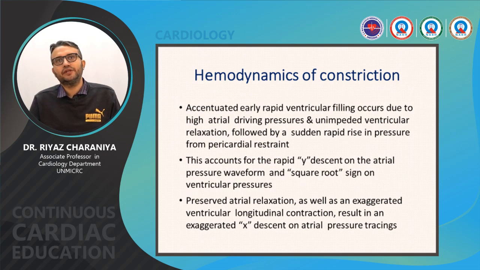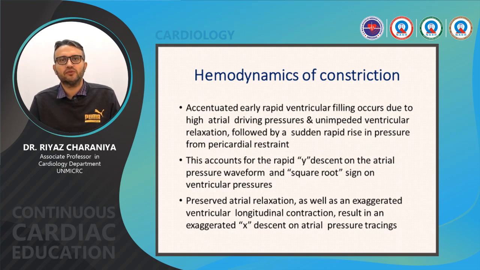Now the accentuated early rapid ventricular filling occurs because of the high atrial driving pressures and unimpeded ventricular relaxation, because the ventricular relaxation in constrictive pericarditis is normal. So there is a sudden rapid rise of pressure which follows from the pericardial restraint after the early rapid filling has happened. This accounts for a very rapid Y descent on the atrial pressure waveform and a square root sign which is seen in the ventricular pressure.